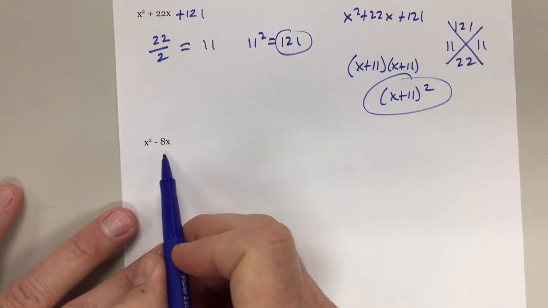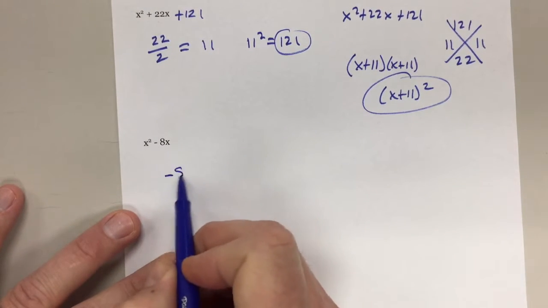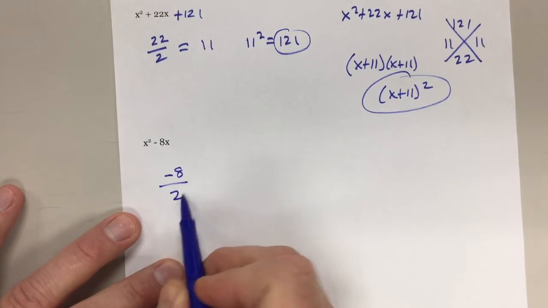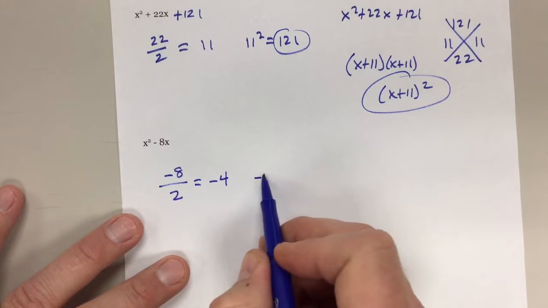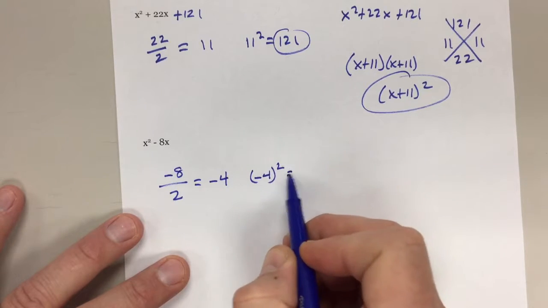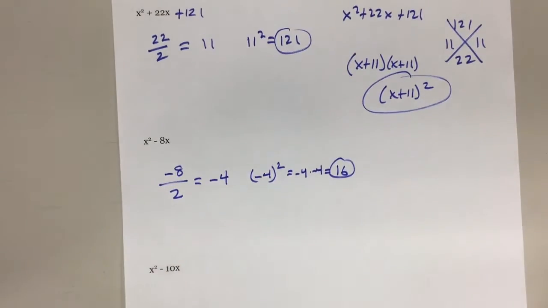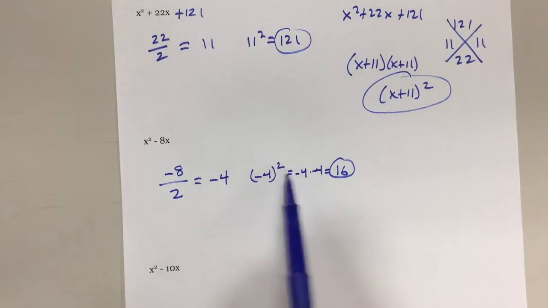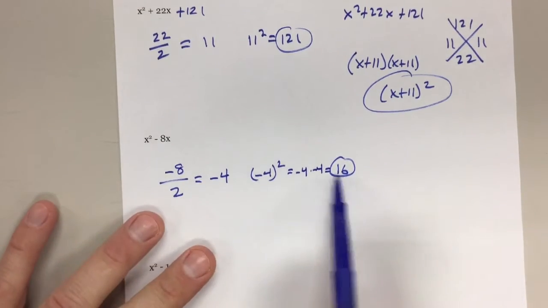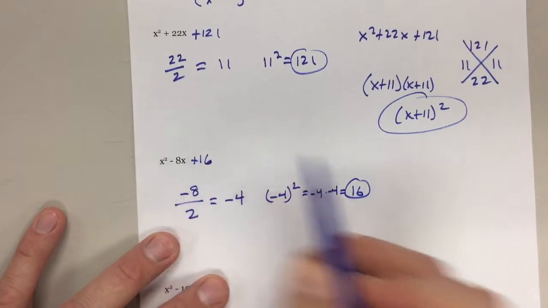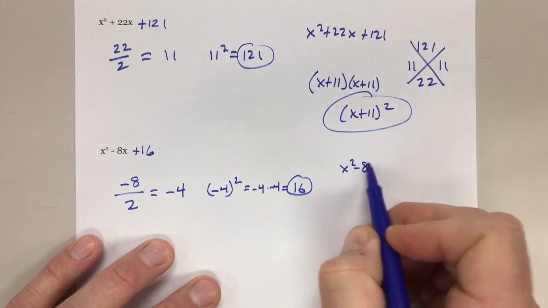If the number next to x is negative, you still treat it the same way. Take that middle number, write it down, divide it in half. That's negative 4. Square negative 4, which means negative 4 times negative 4, which is positive 16. No matter what, when you square a number, it always turns out positive, even if it starts out as negative. So I'm going to add 16 to this equation, making it a perfect square trinomial. I'm going to rewrite it over here.